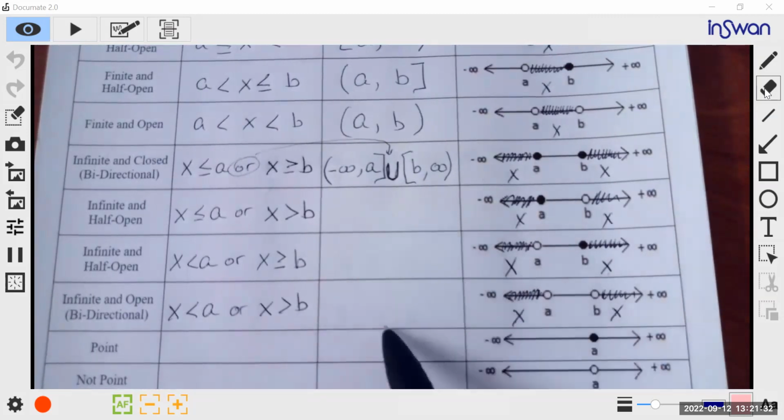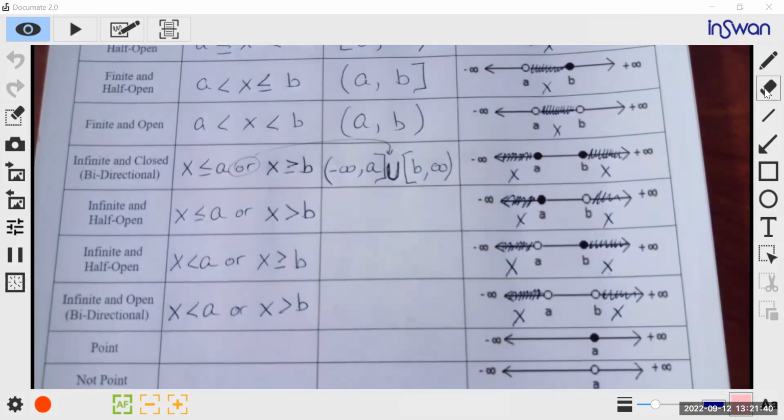So go ahead and do the next three. Finish these next three using the appropriate bracket, parenthesis, and union symbol.